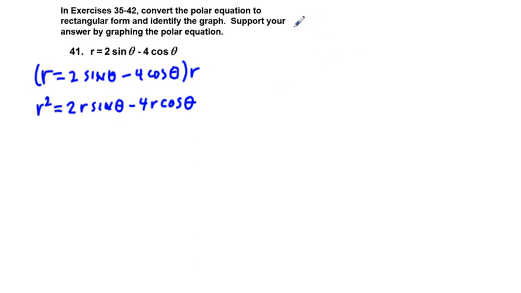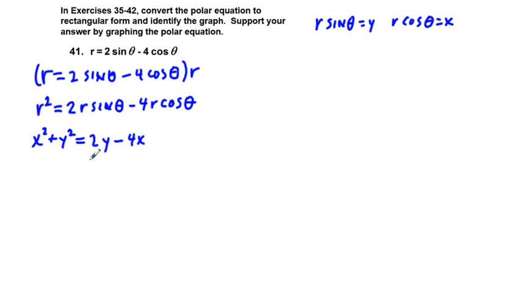And if we remember, we have r sine theta is equal to y, and r cosine theta is equal to x. And so replacing, we know that r squared is equal to x squared plus y squared. So that's the left side. Now on the right side, r sine theta is y, so we have 2y minus 4x.